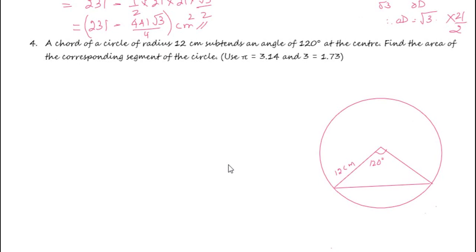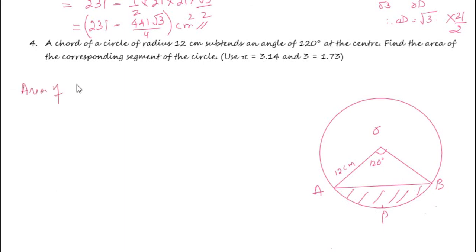Next problem, a chord of a circle of radius 12 centimeter subtends an angle 120 at the center. Find the area of the corresponding segment of the circle. This is the segment. The chord is AB, this is O. Let us take this as the P. We need to find the area of segment APB.